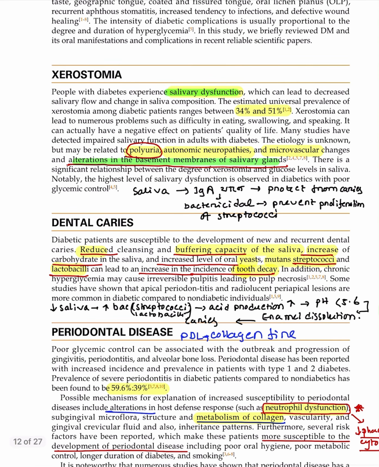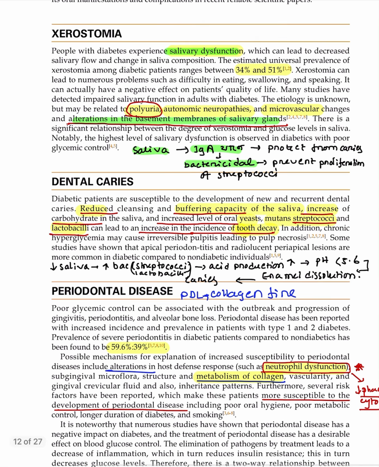And within saliva there is immunoglobulin A. If the salivary flow is decreased, the amount of immunoglobulin A is decreased, and immunoglobulin A is bactericidal, which protects from caries and prevents proliferation of streptococci and other bacteria. So if the salivary flow is decreased and xerostomia occurs, then the opposite will happen. The immunoglobulin A portion will decrease, and there will be proliferation of bacteria and less protection against caries.